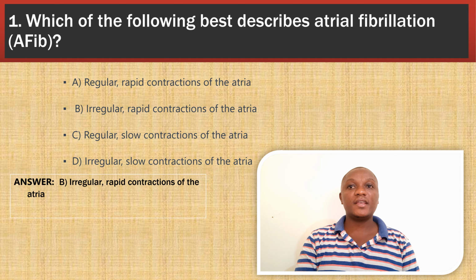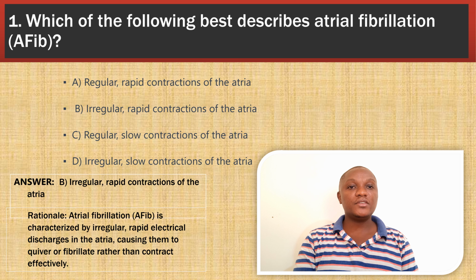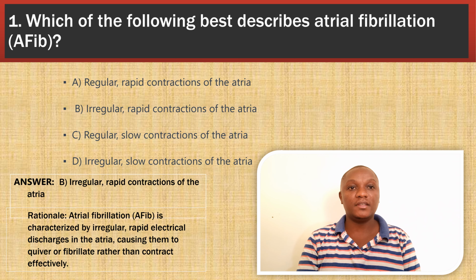The correct answer is B. Irregular rapid contractions of the atria. Atrial fibrillation is characterized by irregular rapid electrical discharges in the atria, causing them to quiver or fibrillate rather than contract effectively.